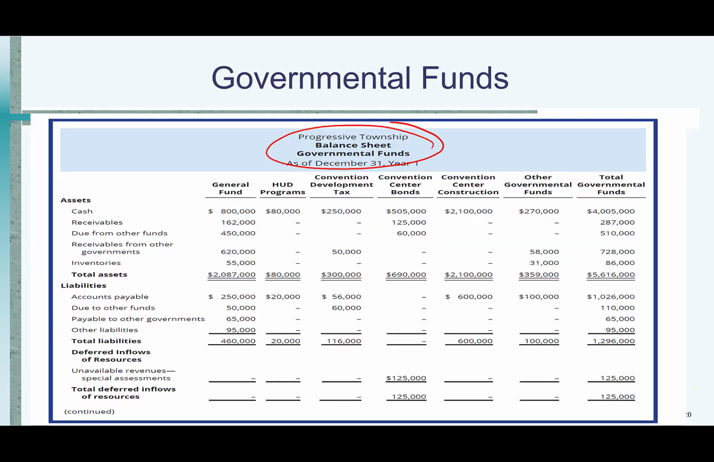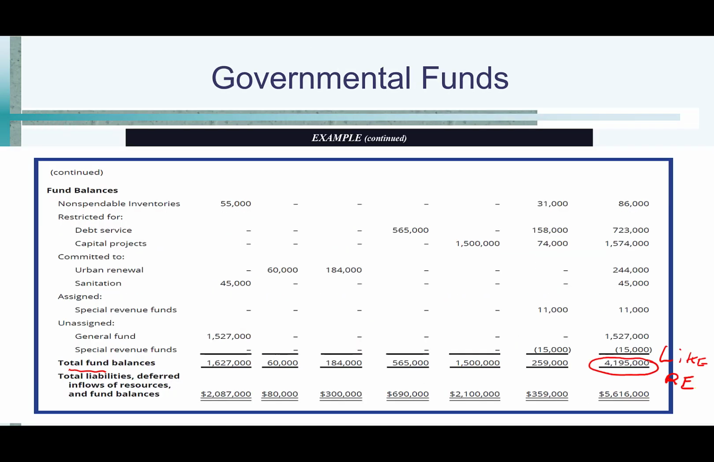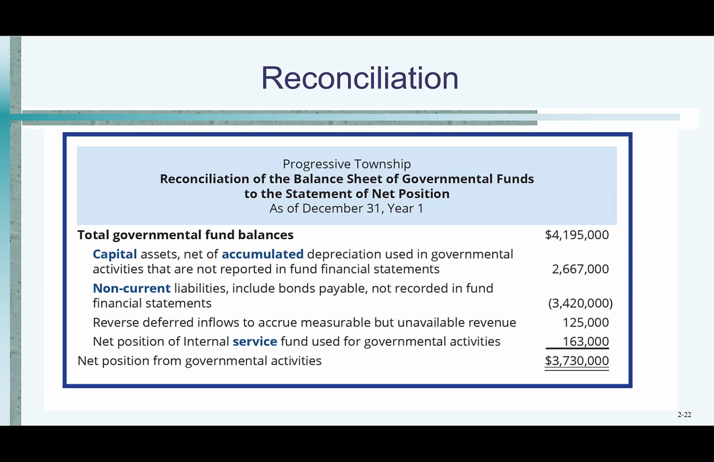And this reconciliation is going to take this 4,195,000 and show how it reconciles to what we reported in net position at the government-wide level. Isn't that what this is doing? It's reconciling, explaining the difference. Right now, we don't know enough about the differences between modified accrual and full accrual to fully understand this reconciliation. But we're going to be able to do this reconciliation after Chapter 8, after we've gone through fund by fund and understood some of the key differences.